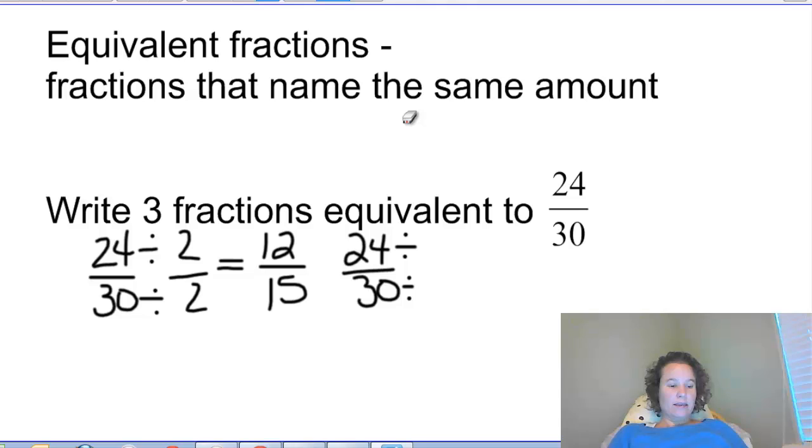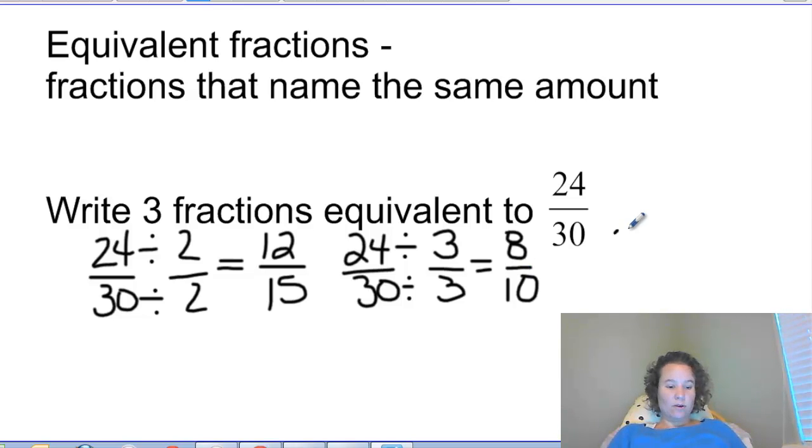So 24 and 30 can both be divided by 3. 24 divided by 3 is 8, and 30 divided by 3 is 10. And so 8/10 is a fraction that is equivalent to 24/30.